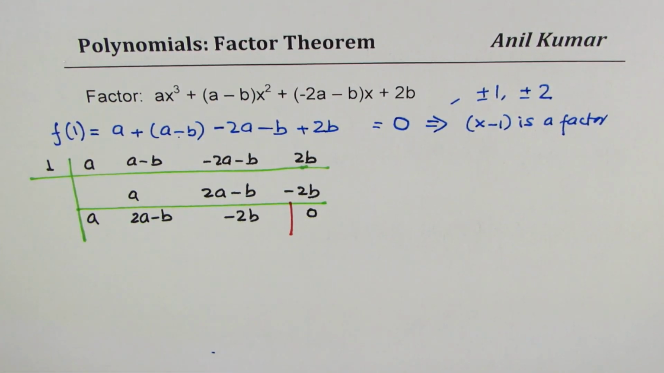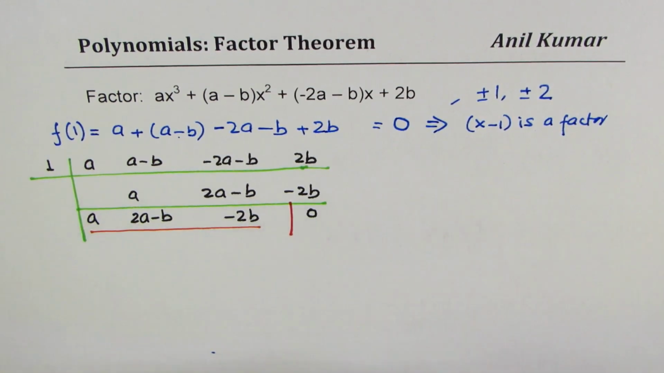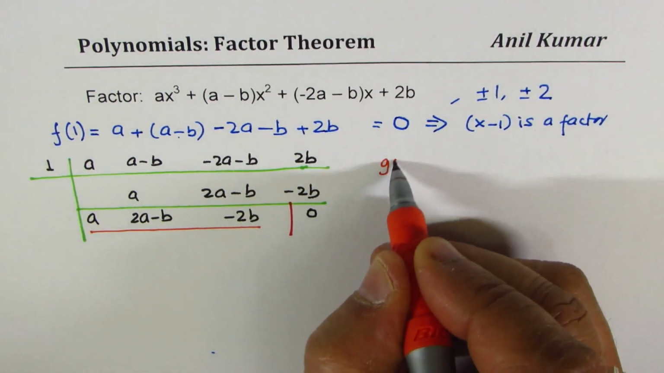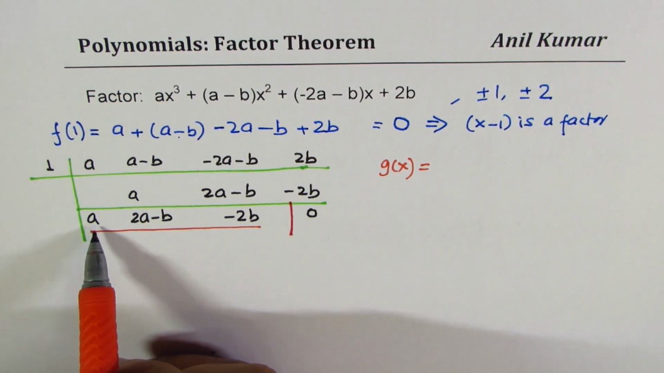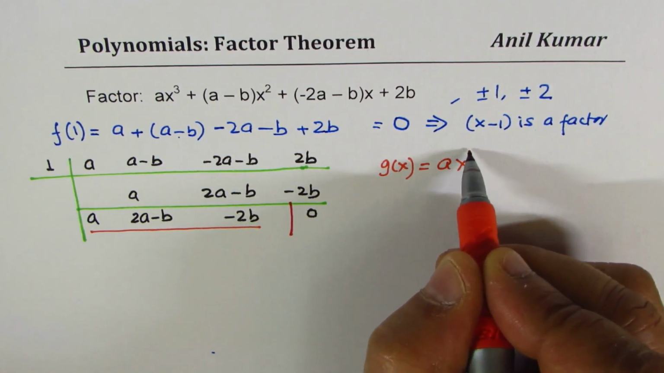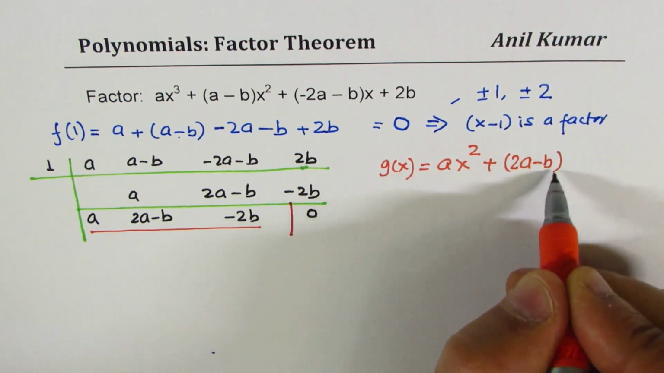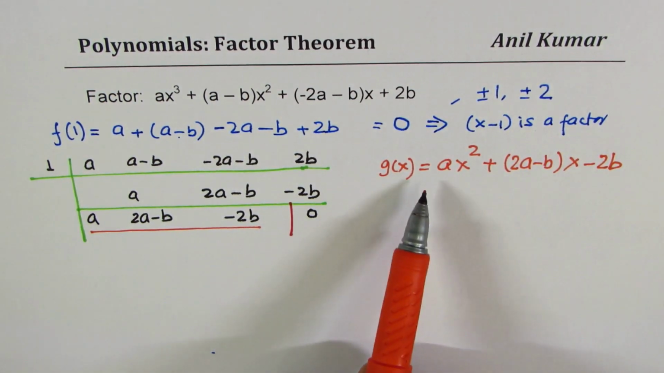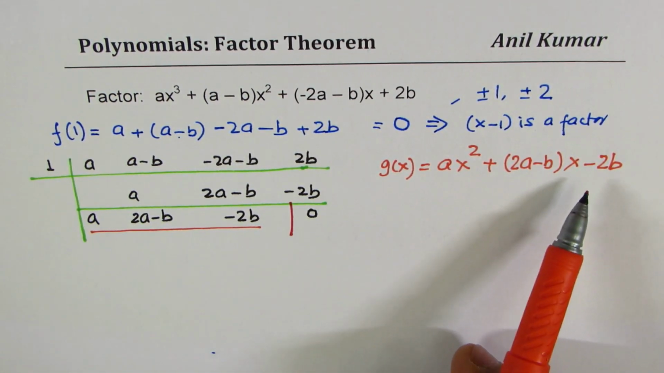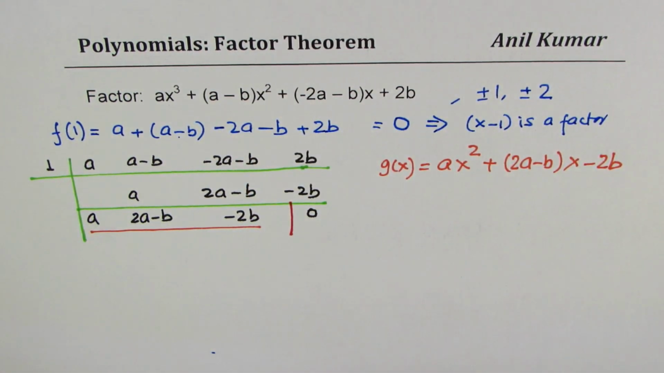So basically, what we landed up with is the second expression. Let me write down this second expression separately. We are saying g of x is equal to, since we divided the cubic, this is a quadratic function, ax squared plus (2a minus b)x minus 2b, correct? Now we could do sum and product, or let's go ahead with the factor theorem itself.